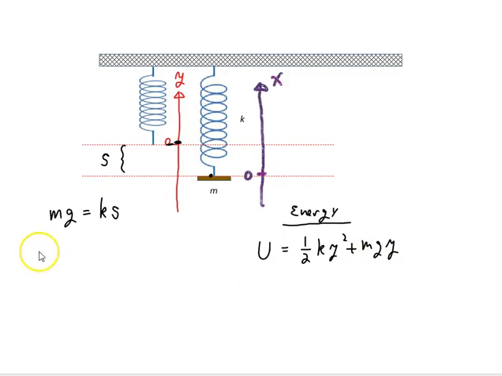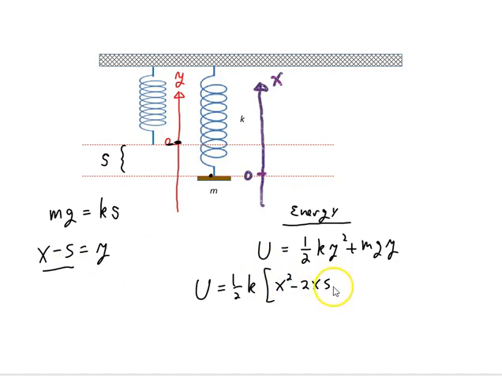But again, we have that x minus s is y, and we'd like to get the energy in terms of x. So my potential energy is 1/2 k y squared, which is x minus s squared, which is x squared minus 2xs plus s squared. And then I have my mgy, which is x minus s. So mgx minus mgs. Right?